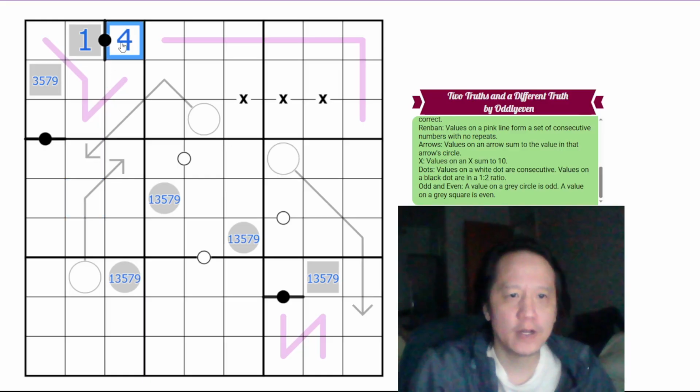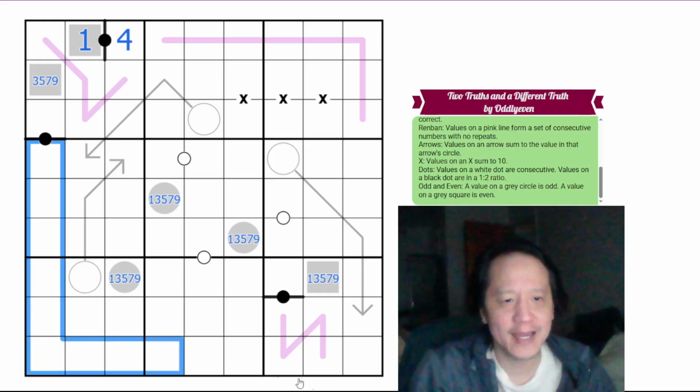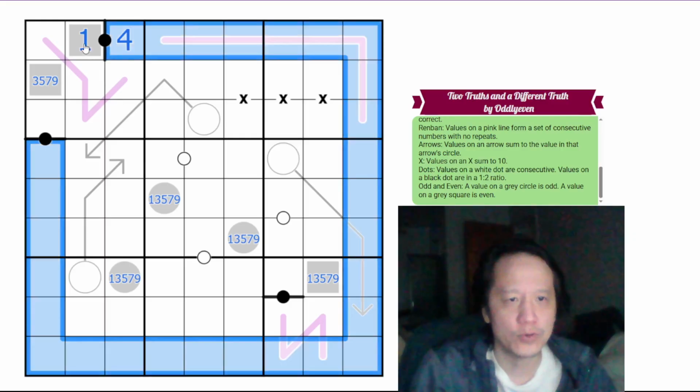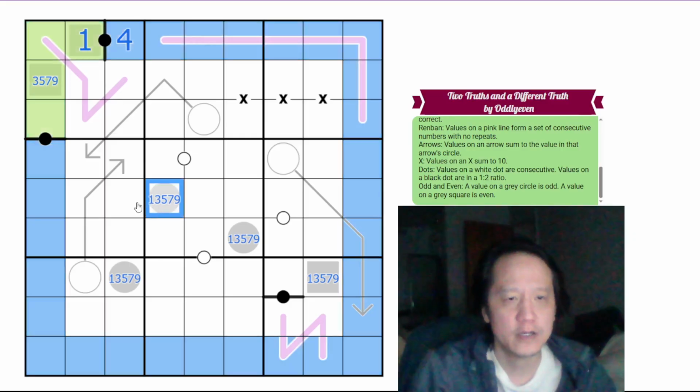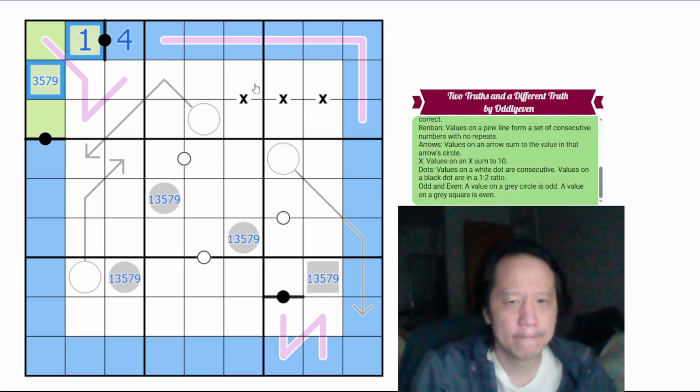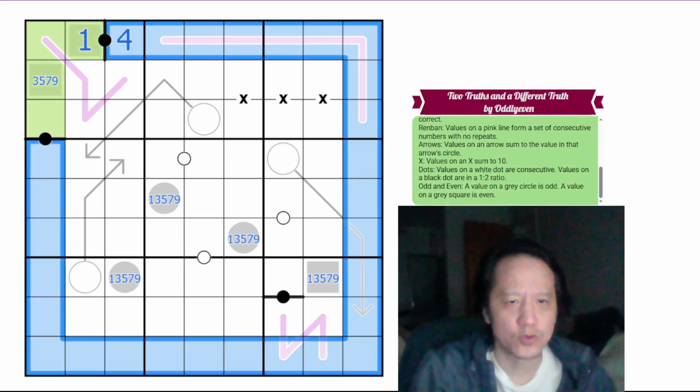So, in yin-yang shading, once you swapped twice, you can never swap again. So this has to be all the same shading. We're going to mark it as blue. And then this must be the same shading. So this is green. So that means these two must be even. Wait. That means I think this is green.